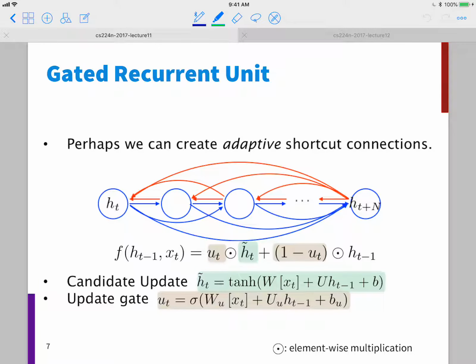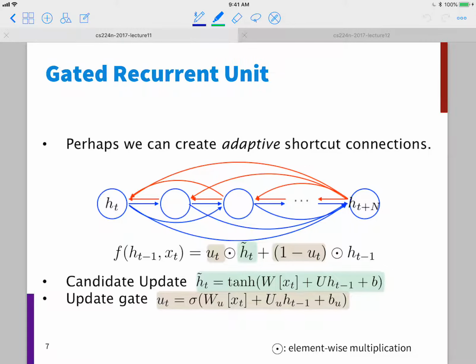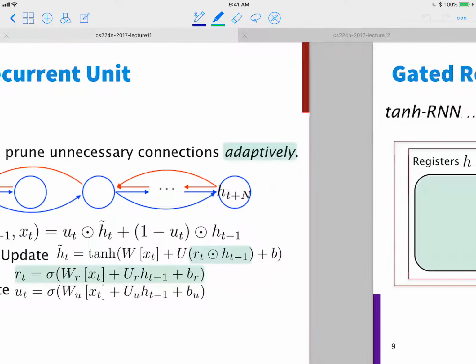And then, yeah, I'm gonna skip the explanation about the gated recurrent unit and the LSTMs.